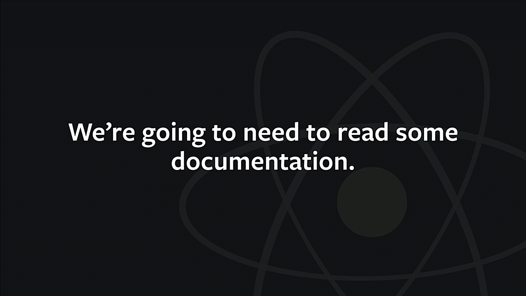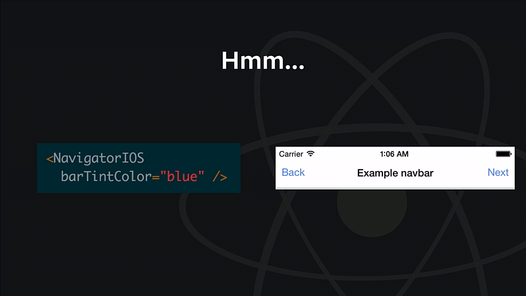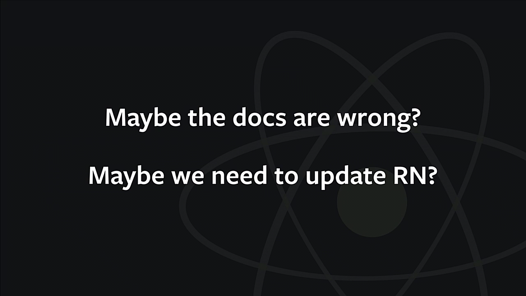So we're probably going to need to read some documentation, level up our skills a little bit. That's easy enough. We use NavigatorIOS. Don't actually use this, by the way, but we're going to use it to change the background color. So we write some code for that, except it doesn't work. So what's going on here? Are the docs wrong?